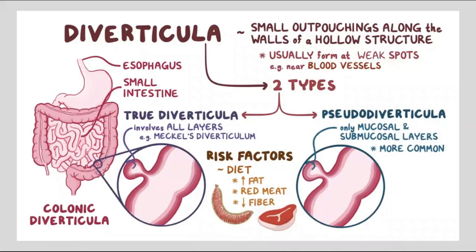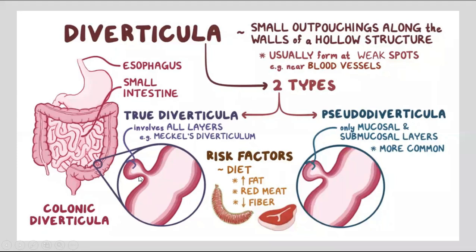Okay, the next topic we're going to cover is diverticula. So diverticula is basically a small outpouching along the walls of any kind of hollow structure. Okay, so as you can see here, this is the normal lumen of your GIT. It can be any portion of the GIT. It can be in the esophagus, the duodenum, the jejunum, the colon. So in general, any kind of hollow organ.